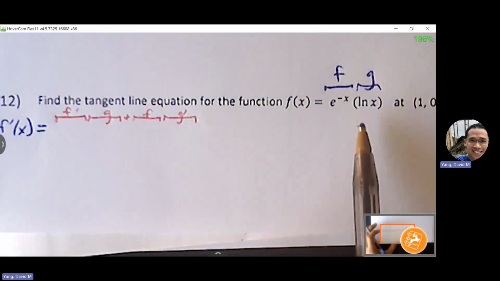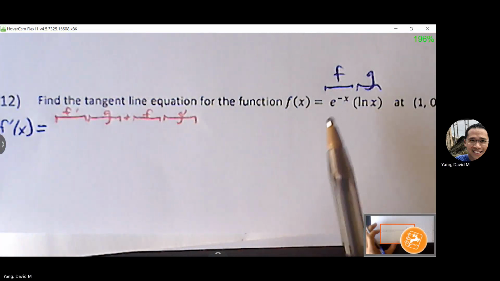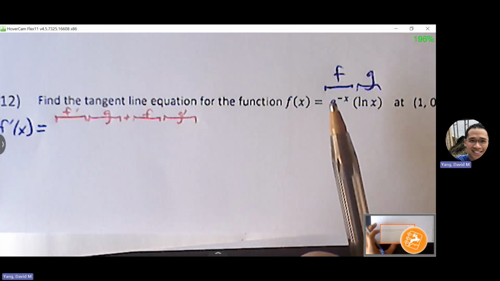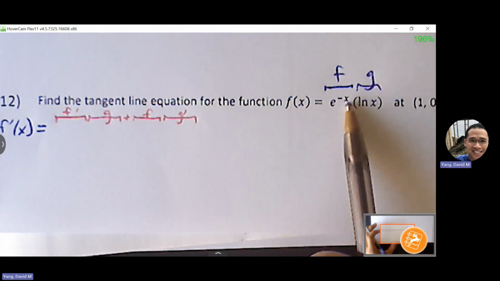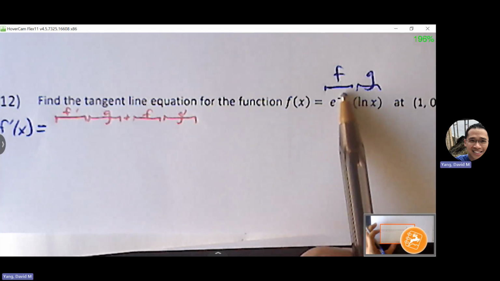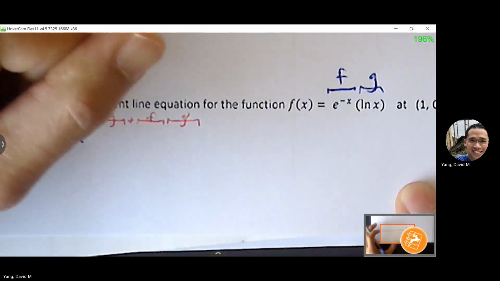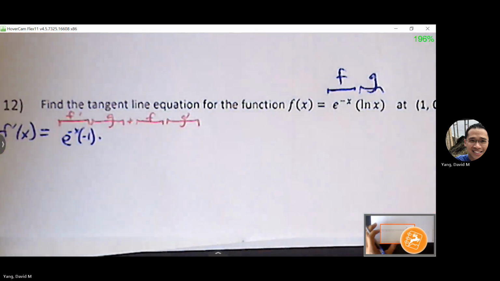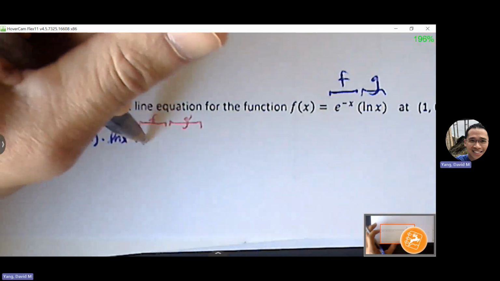Okay, what's the derivative of e to the negative x? Negative x. Yeah, so e to the u times u prime, right? So the original function will show up in your derivative. All right, so g and f are easy. You just copy those down.